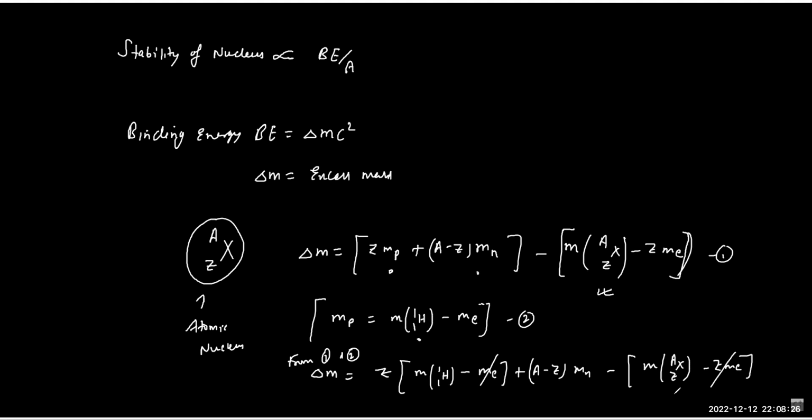So this way of writing is preferred because we are not supposed to write the mass of electron separately, since it will be taken care of by the H atom. So the excess mass now turns out to be how much? Z into mass of H atom plus A minus Z into mass of neutron minus the mass of the atom.